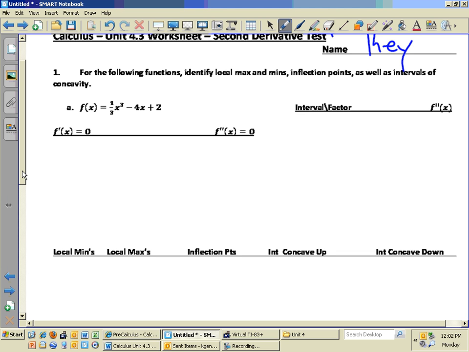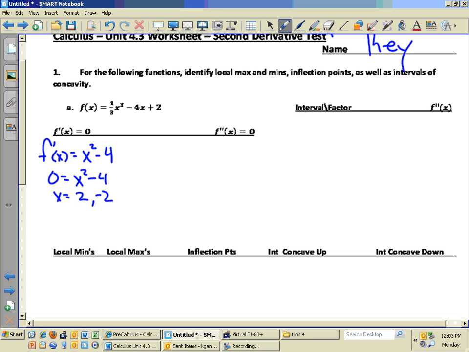First thing I want to identify is where I might have local maxes and local mins. What is the derivative of this function? x squared minus 4. To find possible local maxes and mins, I set that derivative equal to 0. I get 0 equals x squared minus 4, so x is equal to plus or minus 2. So it's very possible that I have local mins and maxes at positive 2 and negative 2. We'll check graphically in a little bit.